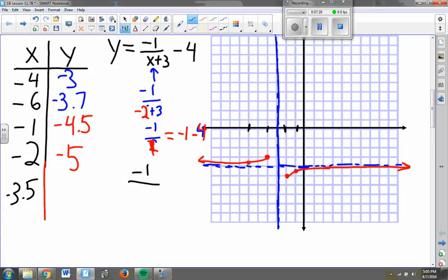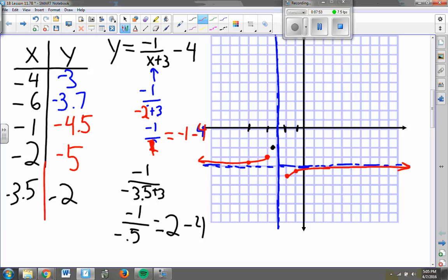Negative 1 over negative 3.5 plus 3 is negative 1 over negative 0.5. Negative 1 divided by negative 0.5 is actually a positive 2. Okay. And then if I subtract 4, 2 minus 4 is negative 2. So I end up at negative 2 there, which is here.